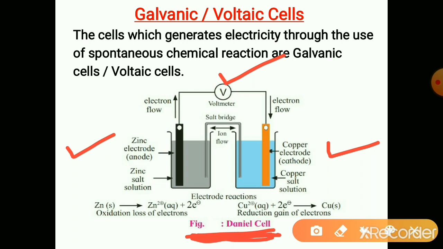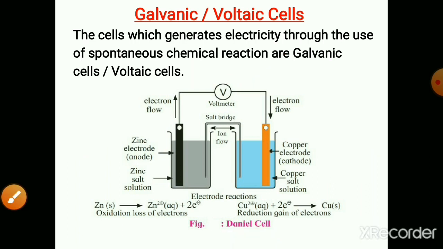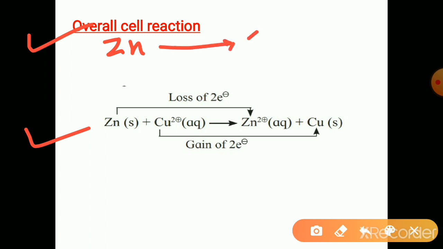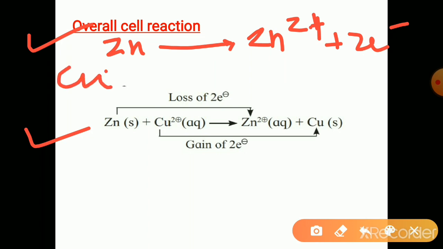So this is about the construction of galvanic or voltaic cell. The overall reaction which takes place in the Daniell cell is obtained by adding two half reactions, that is oxidation half: zinc loses 2 electrons, and copper ions gain 2 electrons.